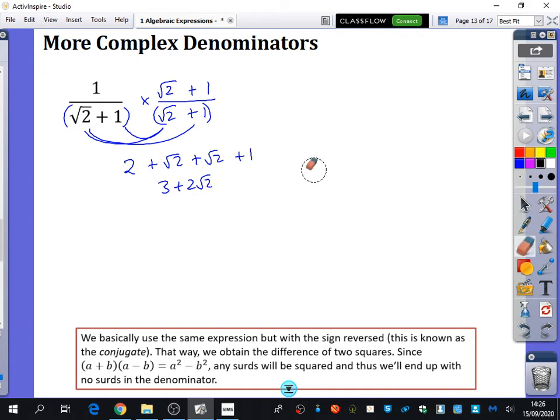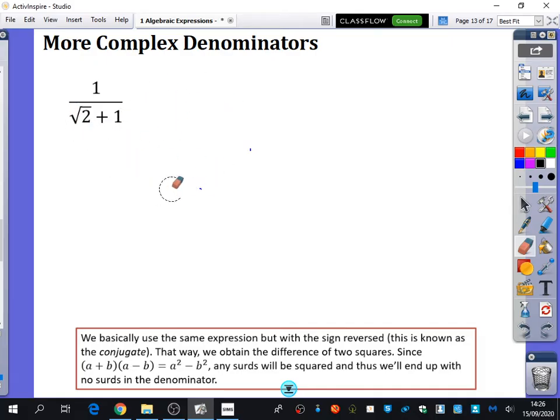So what's the suggestion then, Ikram? I think it's root 2 minus 1. It is root 2 minus 1, okay? So the thing we're going to multiply by is the same as this expression, but changing it from a plus to a minus, or from a minus to a plus.